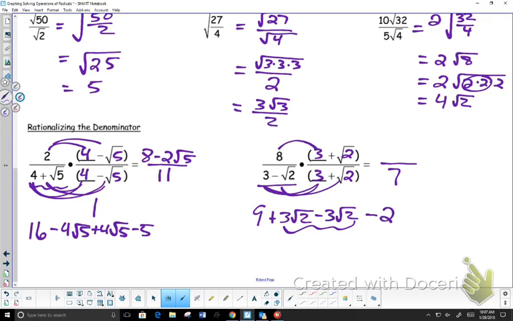On top, I get 8 times 3, which is 24. 8 times square root of 2 is 8 times the square root of 2. And that would be it. There's nothing else you can do with it. They will not simplify any further.